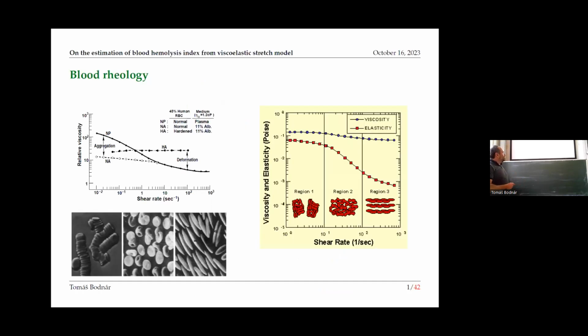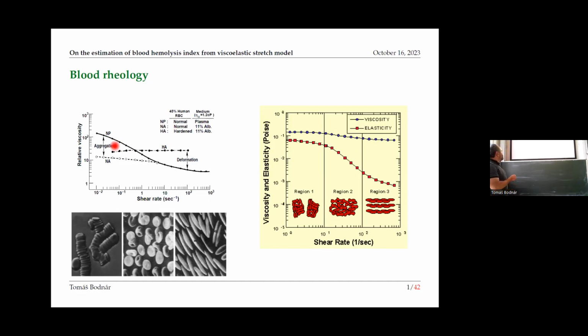So I will start, we will speak about blood. Blood is a quite complicated fluid, and what will be very important for us today is partly the viscoelastic behavior, the shear thinning behavior, and the behavior and properties of red blood cells.